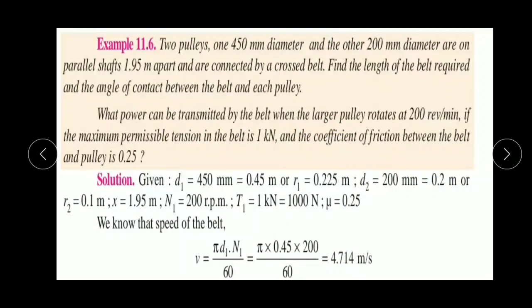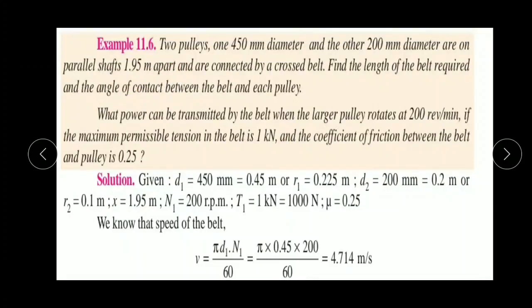Let's write what data are given. Given data: D1 equal to 450 mm diameter, which is equal to 0.45 meter. Therefore, the radius of the first pulley, by dividing by 2, R1 equal to 0.225 meter. Next, the diameter of the second pulley D2 equal to 200 mm, which is equal to 0.2 meter. Therefore, the radius of the second pulley R2 equal to 0.1 meter. Distance between centers of the two pulleys, x equal to 1.95 meter.